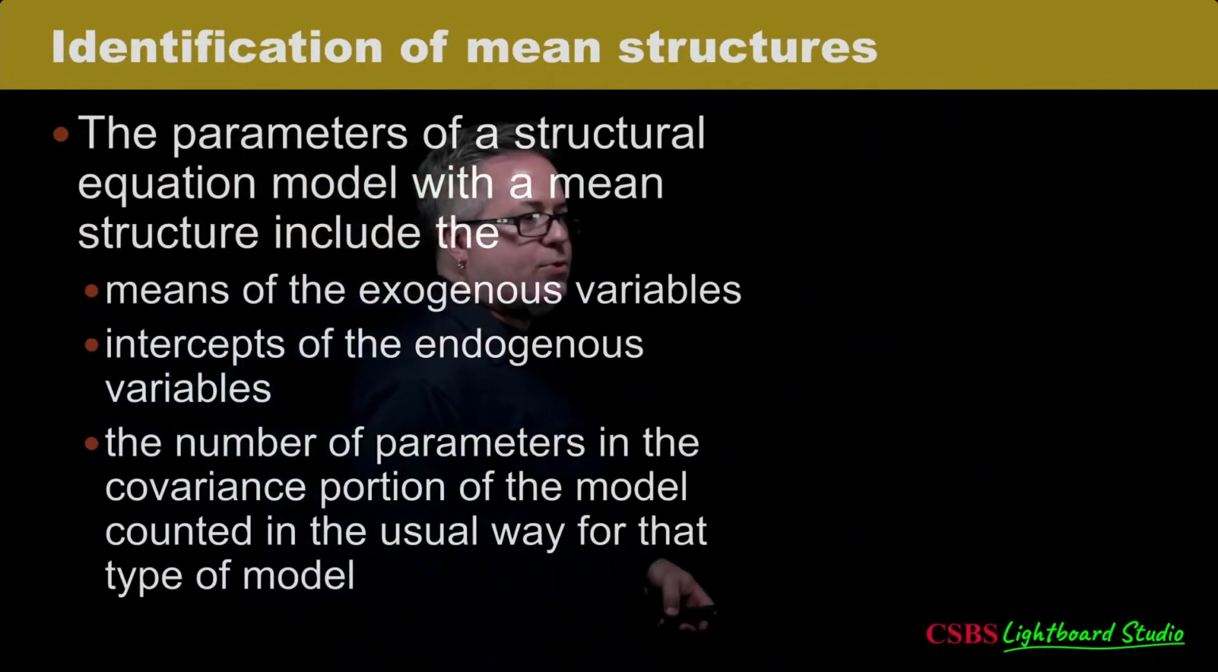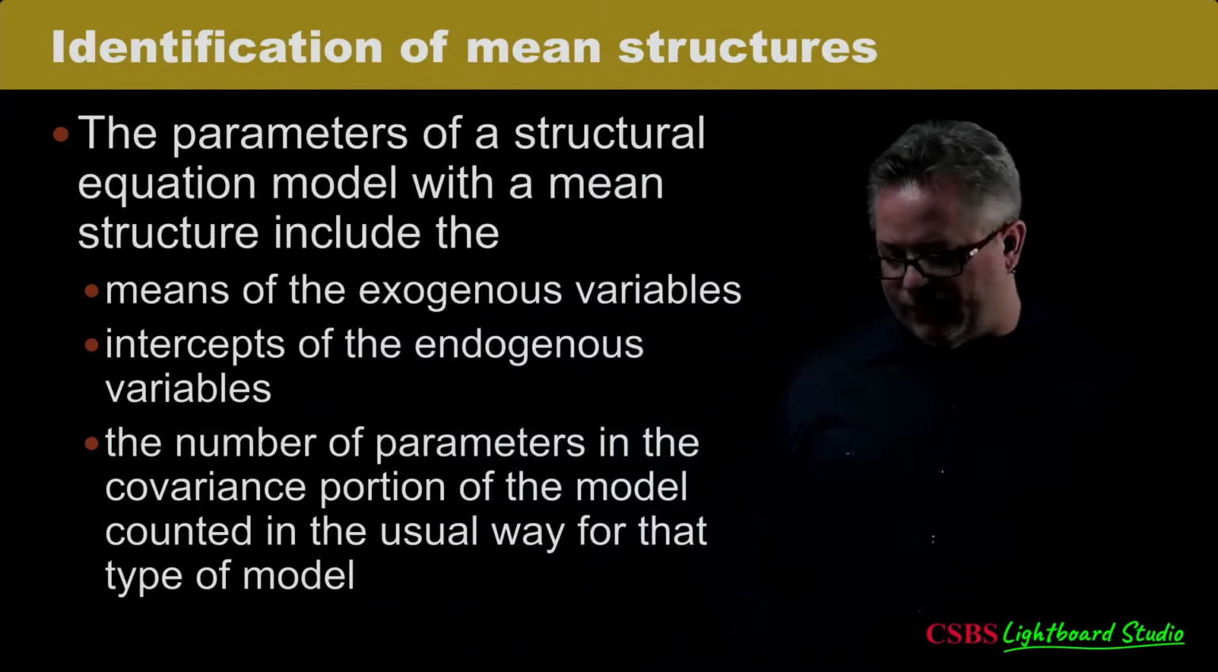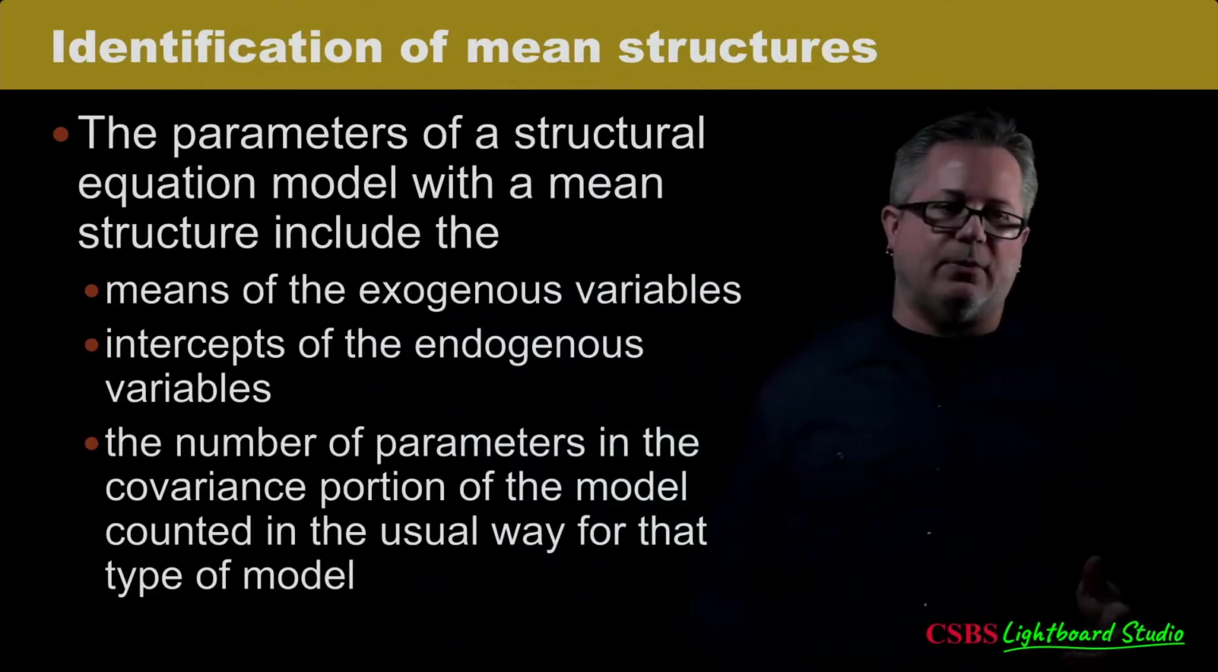The parameters of a structural equation model with a mean structure include more than what we've typically looked at, right? Before we had just the covariance structure. That was the only thing we really were looking at, which is fine. But we couldn't do means or intercepts. So there's more information, more data to analyze. Before we just looked at the variances and covariances of the model. Well, now we've got the variances, covariances, and the means.